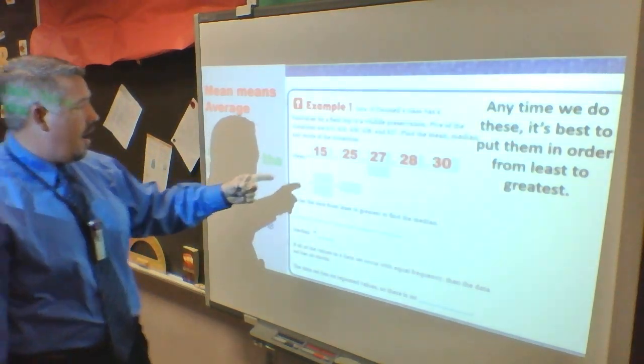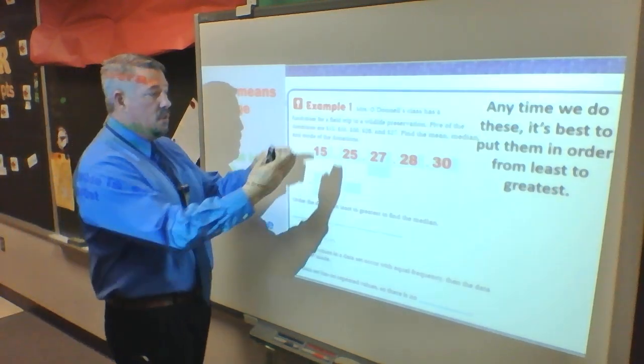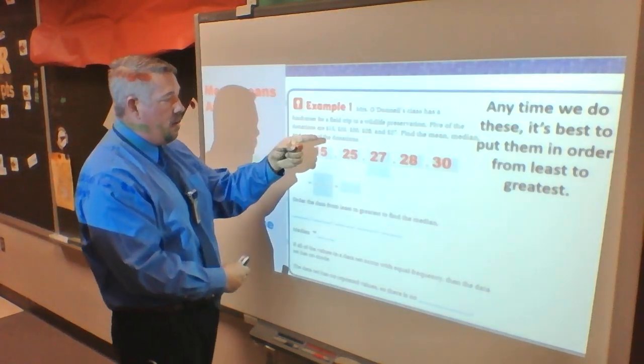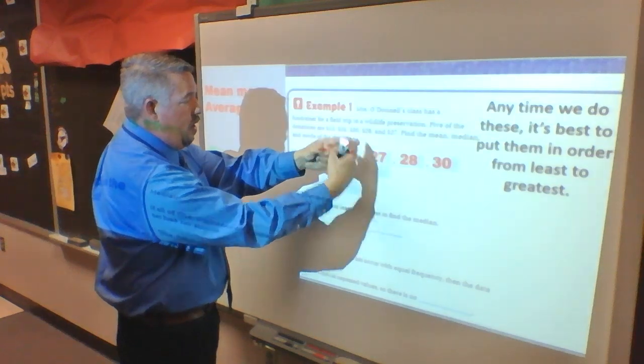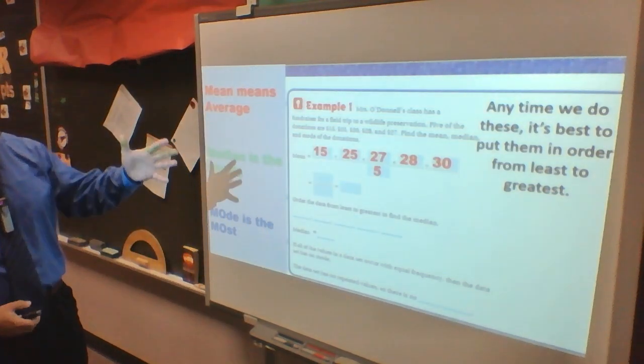Putting them in order then, I have 15 as my smallest number, a 25, and you could always cross them out after you have written them down. Then the 27, then the 28, then the 30. How many are there? Well, there are 5 there.